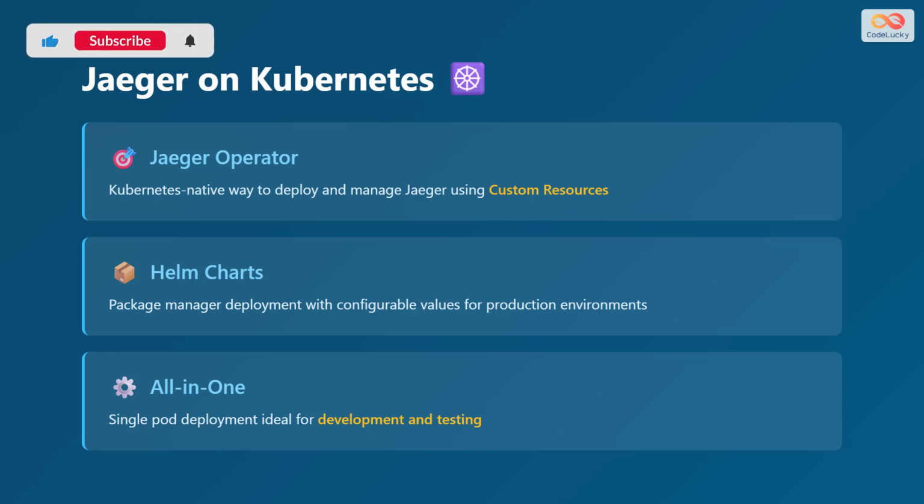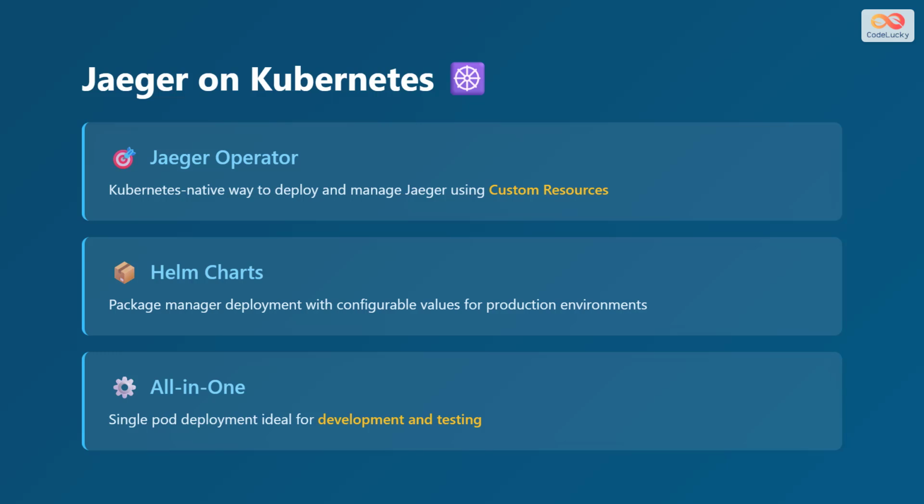Now let's talk about deploying Jaeger on Kubernetes. There are 3 main deployment options to choose from. The most recommended approach for production is using the Jaeger Operator. This is a Kubernetes native way to deploy and manage Jaeger using custom resources, which means you can manage your Jaeger deployment just like any other Kubernetes resource.